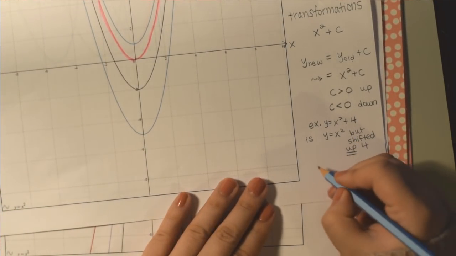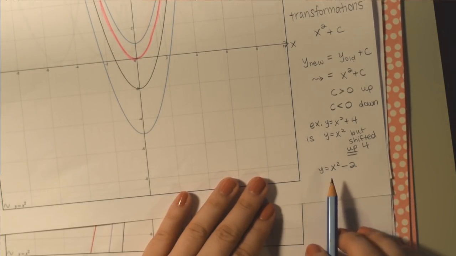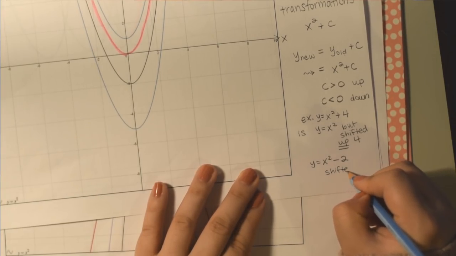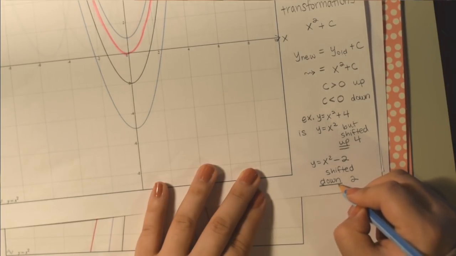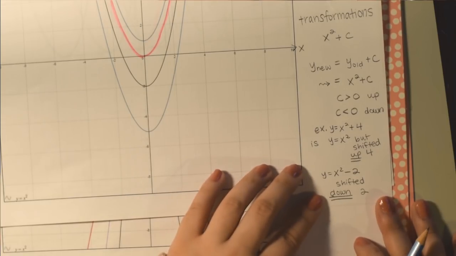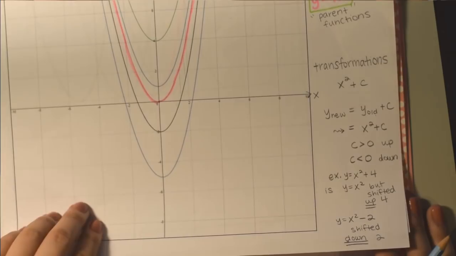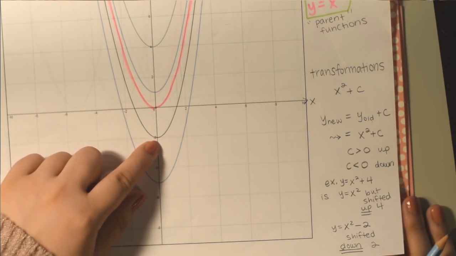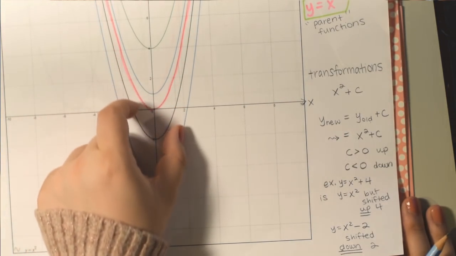And then y equals x squared minus 2 is shifted down 2. So when you talk about shifts up or down, you have to be clear relative to what. And in this case, we are talking about relative to the parent function. So shifting down 2 is this whole graph shifted down.